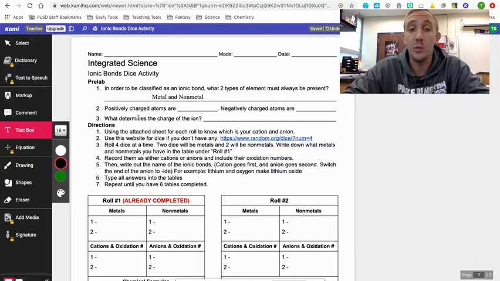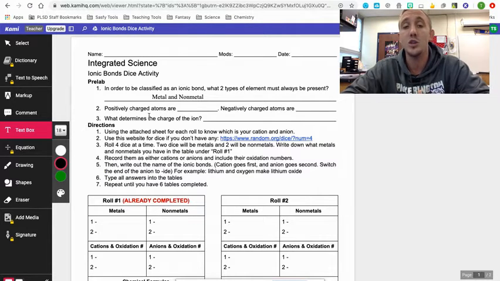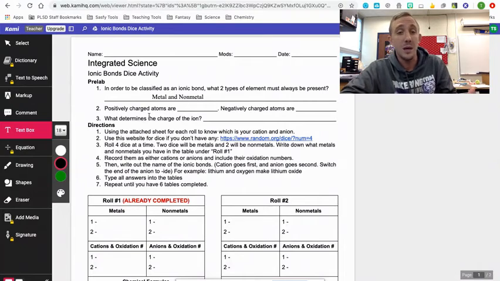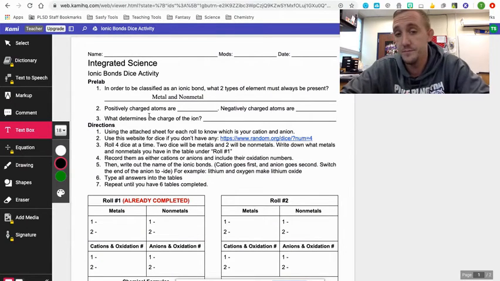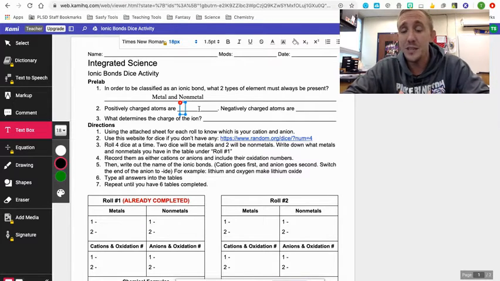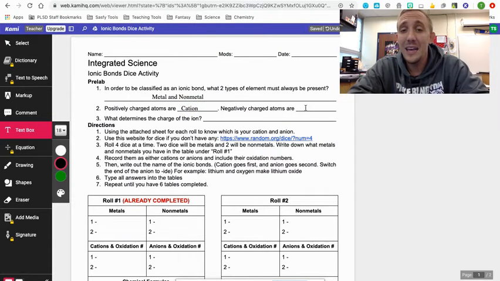Now, this is a little bit of review. Positively charged ions are called what? And negatively charged ions are called what? What I want you to do is pause this video and look back at your notes on parts of an atom and the ion part, and see what you can find. If you've unpaused the video, a positively charged ion is called a cation, and a negatively charged ion is called an anion.